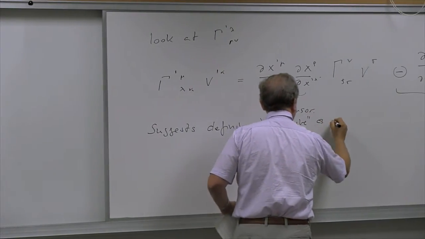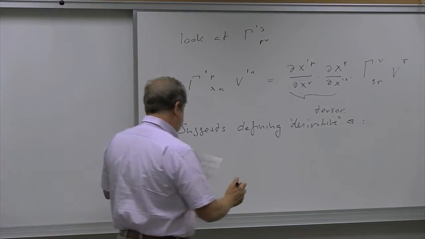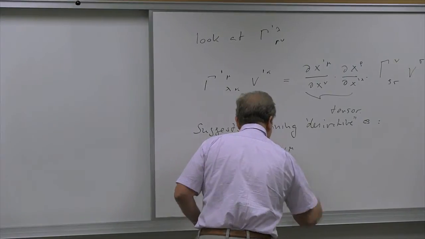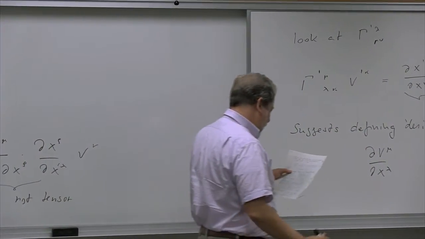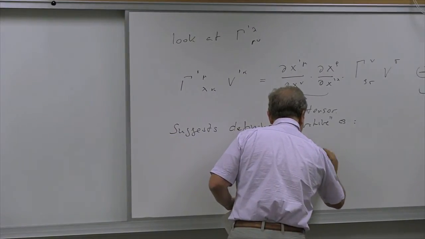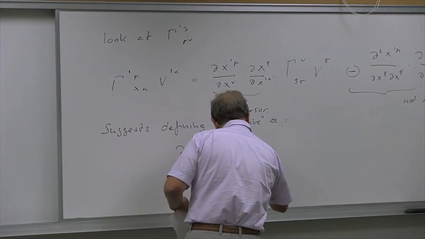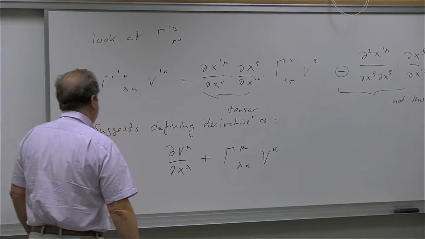So it suggests that we should define a derivative in the following form. That is, we should first take the derivative of v mu with respect to x lambda, like we have done on that side, right? And then add on to it a piece where we have gamma mu lambda k and then times vk, right?